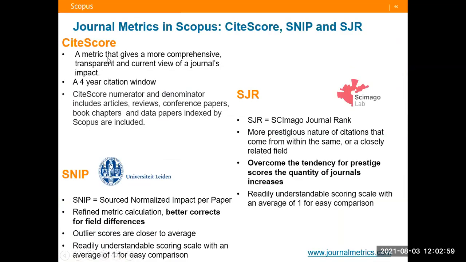CiteScore is a metric that gives a more comprehensive, transparent, and thorough view of a journal's impact in a 4-year citation window. For both the numerator and denominator, the numerator is the citation and the denominator is the number of documents published. Both will only take into calculation 5 types of publication: research articles, review papers, conference papers, book chapters, and data papers. Other types of publication are not included.